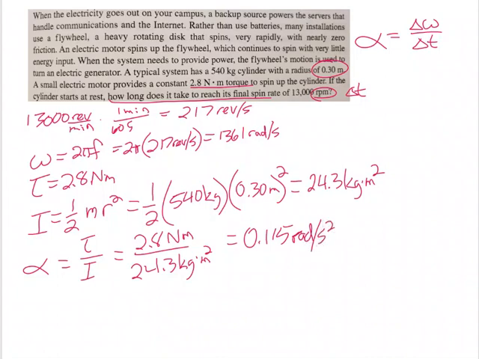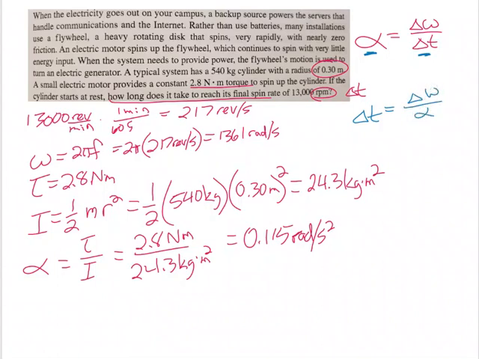Which makes sense because it's alpha. And acceleration, so then we're just going to divide that by omega. So we have alpha and we have delta omega, and we're looking for delta t. So I want to rework that equation. Multiply both sides by delta t, and then divide both sides by alpha. So I have delta t equals delta omega divided by alpha.